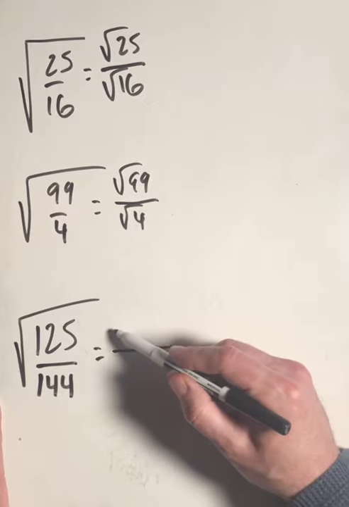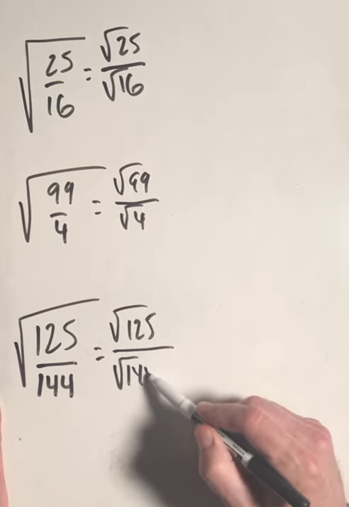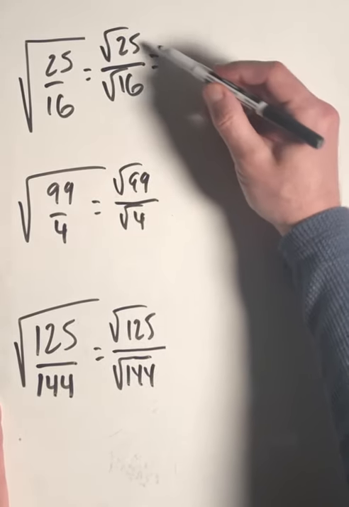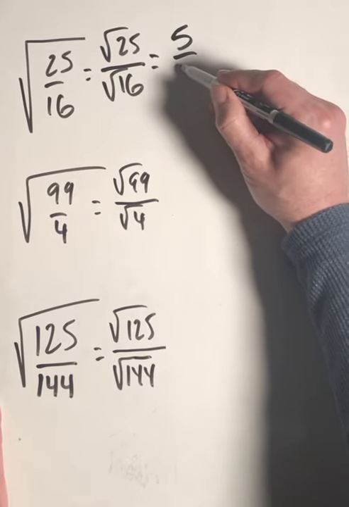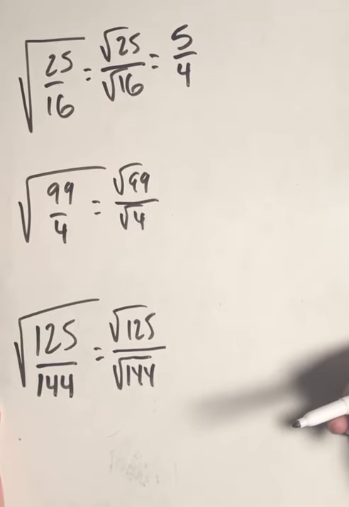Now we'll make it a quotient of the roots. And from here, you can just simplify as normal. These are both perfect squares, so the square root of 25 is 5. The square root of 16 is 4, so 5/4 is the square root of 25/16.